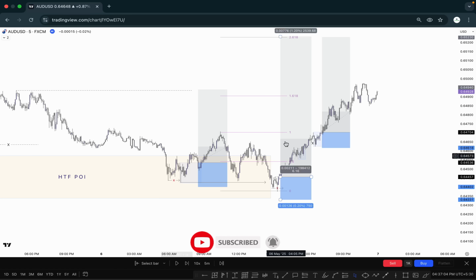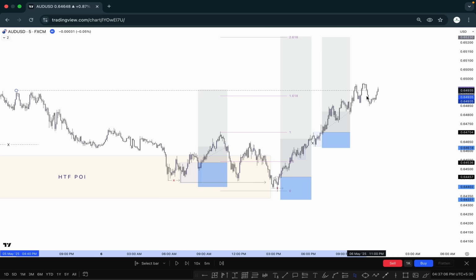And the market hit our take profit here. The previous swing high is hit here, and we can set our take profit like this one.